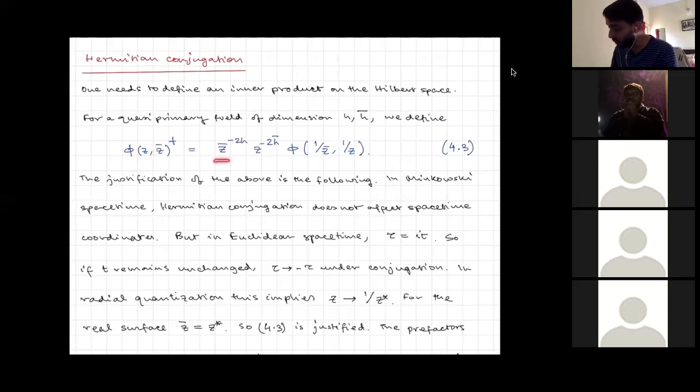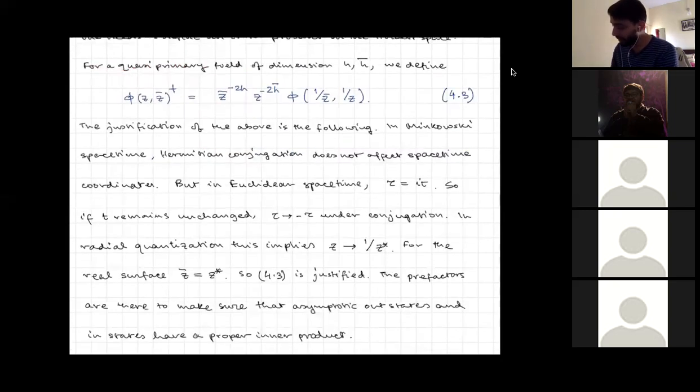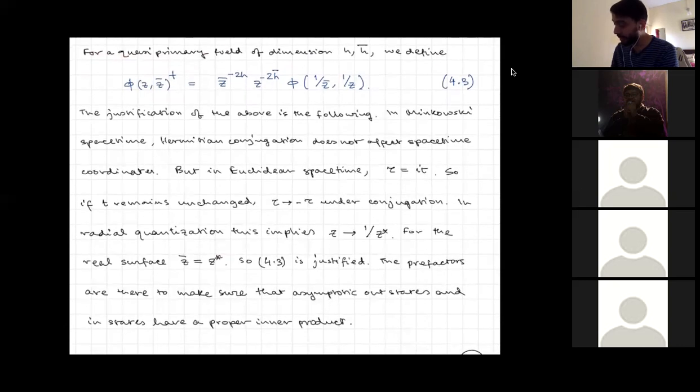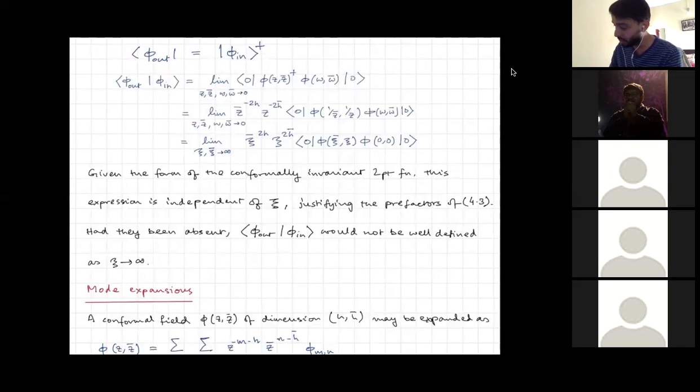Now, why do we have these weird prefactors? Let's try and understand why these prefactors are there. At the end of the day, what we'll see is that they are there to make sure that the asymptotic out states and the in states will have a properly defined inner product. Things will not blow up at the end of the day. So how do we ensure that? Let's see this. As I said, the out state is going to be defined as the Hermitian conjugate of the in state. So let's look at phi out and phi in.